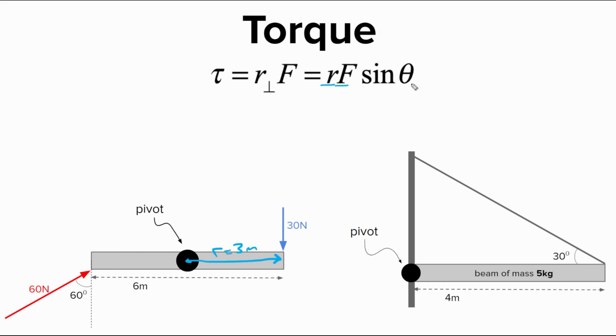Then you have to identify what is the angle between R and F. So this angle in here, in R F sine theta, is the angle between the R and the F. Well, the angle between R and F here is 90 degrees. So that makes it easy because sine of 90 is going to be 1.